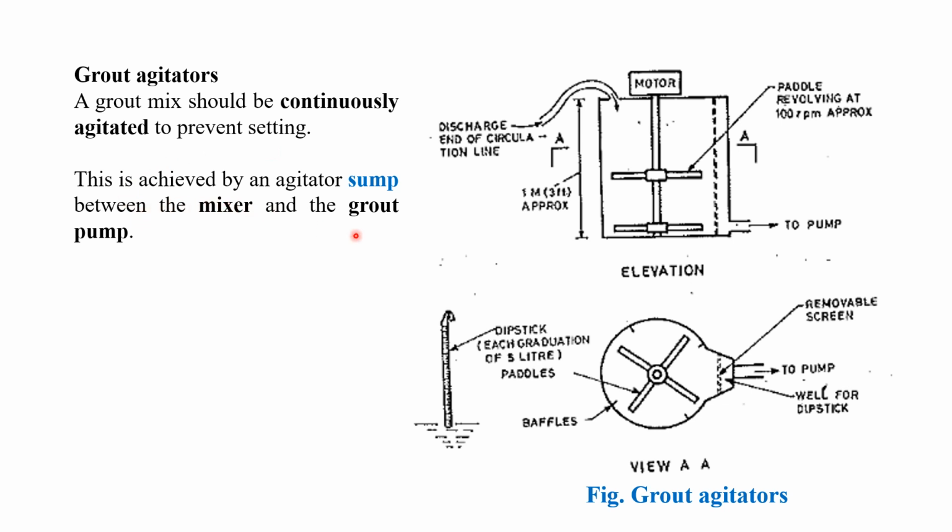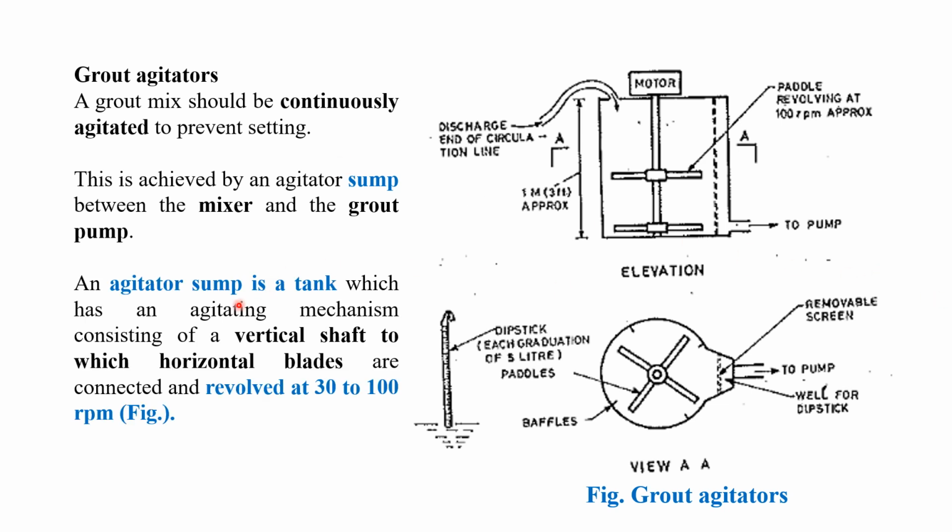This is achieved by the agitator sump between the mixer and the grout pump. So in between these two, a sump is there in which the agitation takes place. The agitator sump is a tank which has an agitating mechanism consisting of a vertical shaft to which two horizontal blades are connected, revolving at 30 to 100 rpm, right? So this is the agitator.